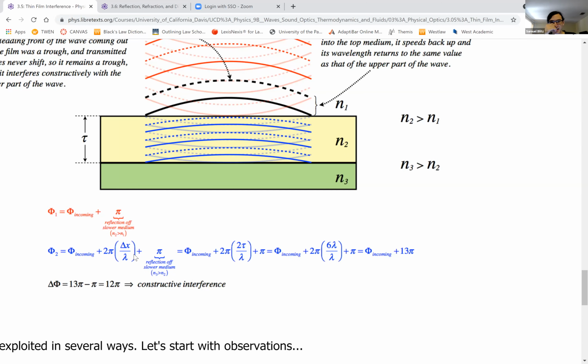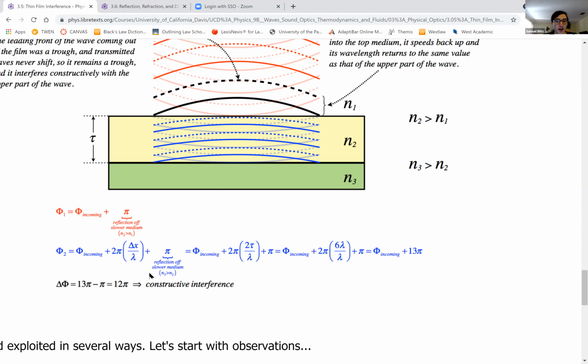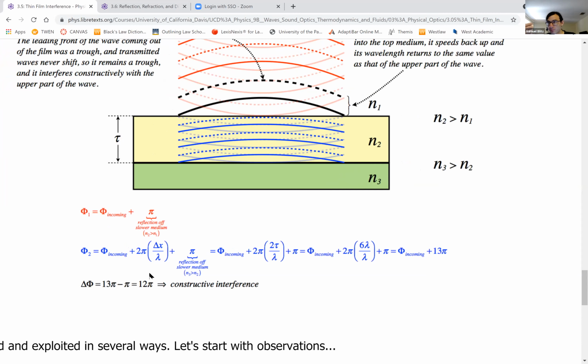Now the phi incomings are going to cancel out, as we would expect. And all we're looking at is how the phase changed because of the different phenomena encountered, because of the reflection, because of the extra distance it traveled, and so on. So we get 13 pi minus pi is 12 pi. That's an even multiple of pi. It's 2 pi, 4 pi, 6 pi, 8 pi, 10, 12. So we get constructive interference.